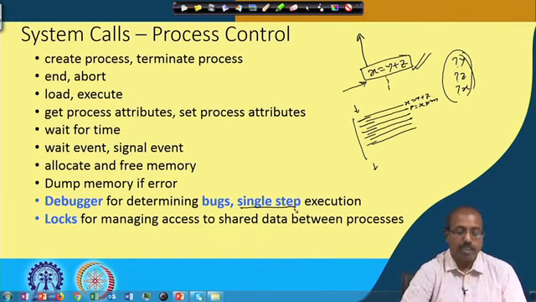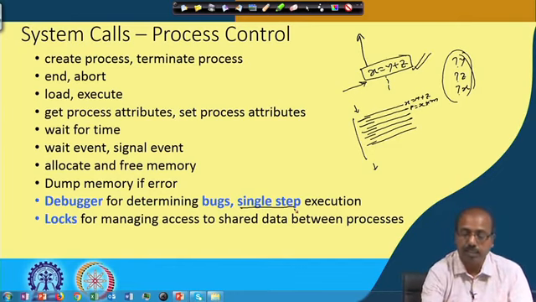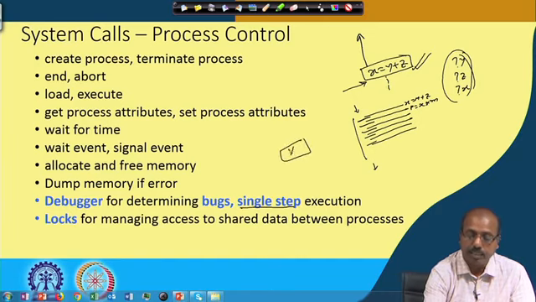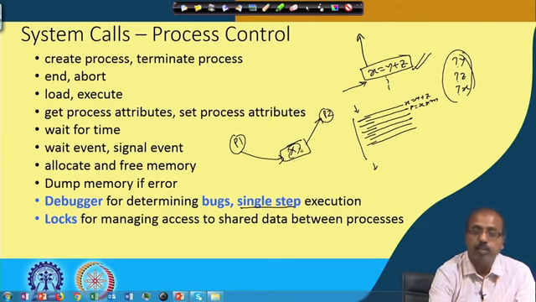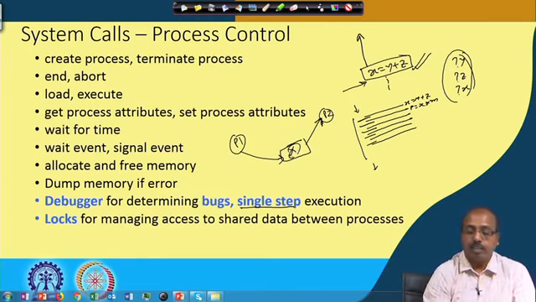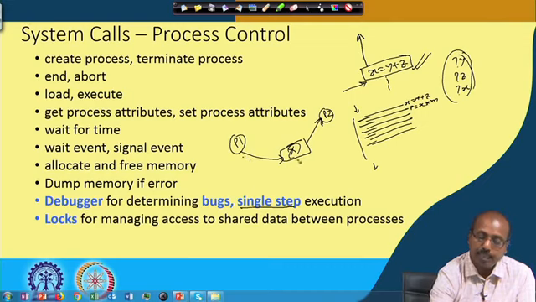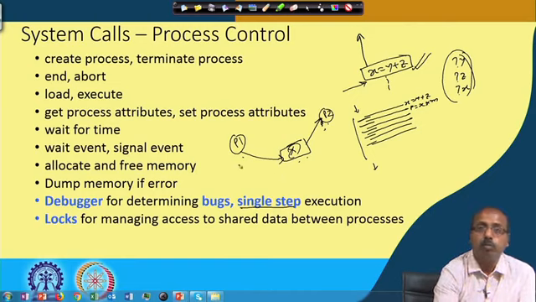Then there are locks for managing access to shared data between processes. As I said, suppose there is a shared variable x. Now, if process 1 is trying to write onto this and process 2 is trying to read it, then when process 1 is modifying the value of x, the content of x is not final. The value read by P2 may not be correct, as x was undergoing changes. So when P1 is accessing x, P2 should not be allowed. Similarly, when P2 is reading x, P1 should not be allowed to modify it.